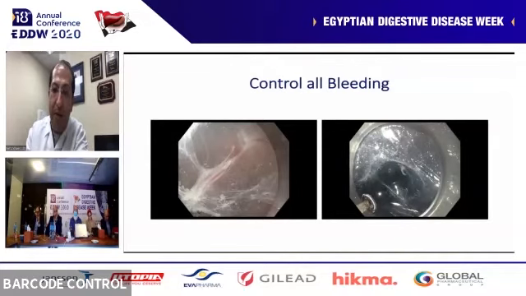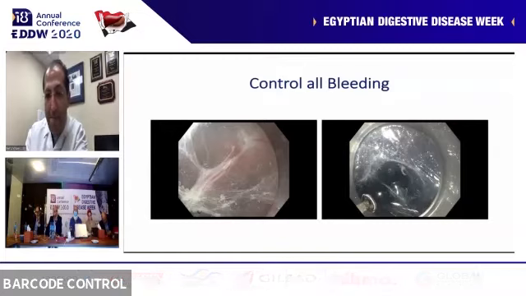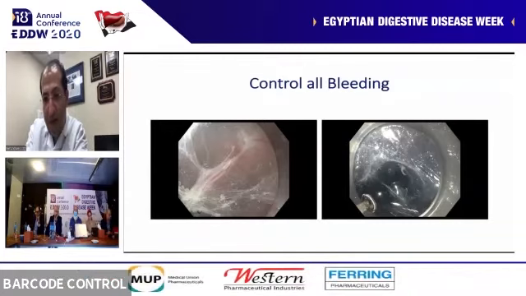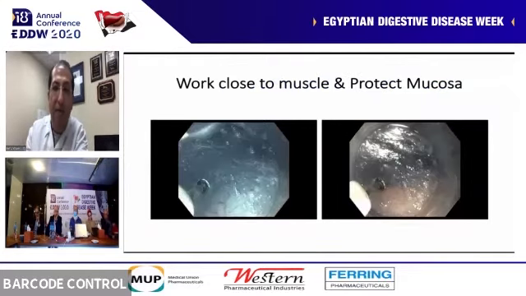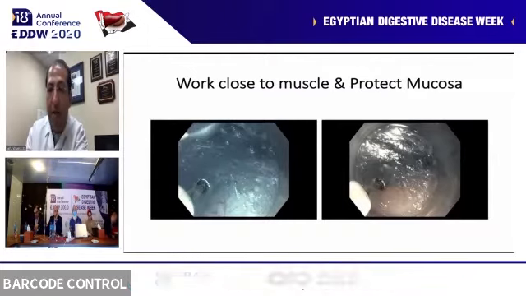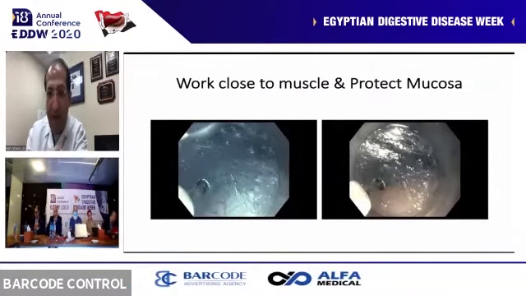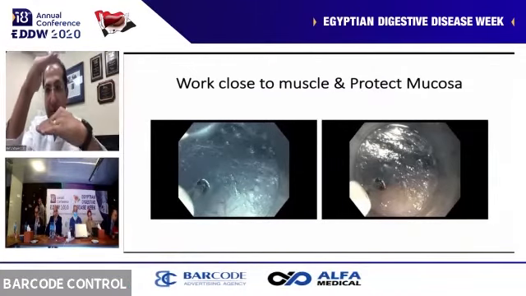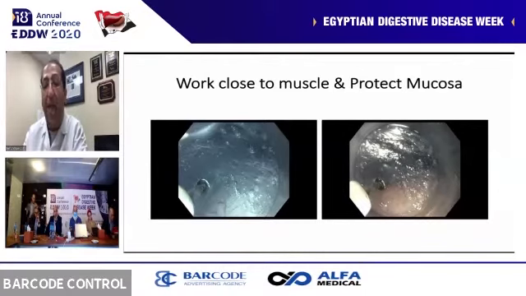You see to the right that there is a vessel that's partially coagulated with that white coagulum in the middle, but the rest of the vessel is still there, and this also needs to be addressed. You have to always work close to the muscle, away from the mucosa, which is, again, on top of you, and the muscle is in the bottom. It's the opposite of everything that we do.